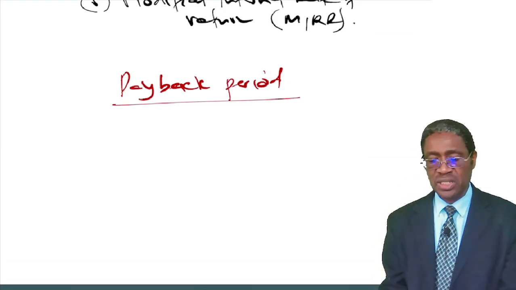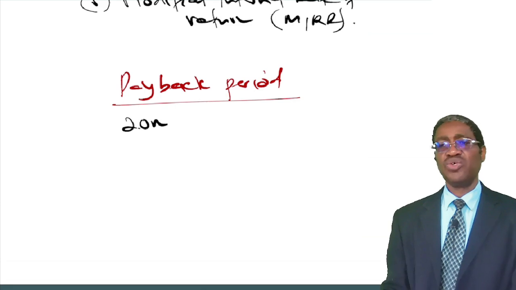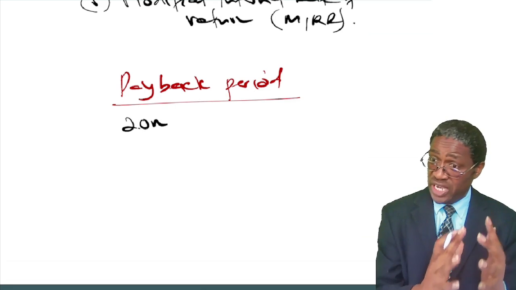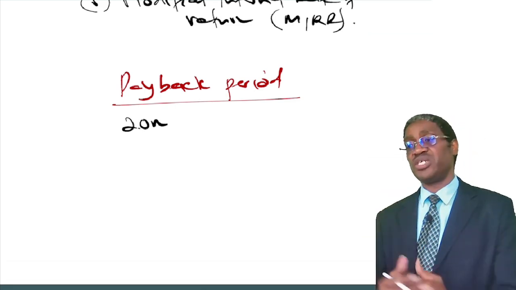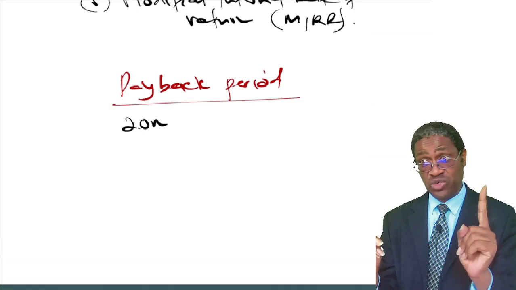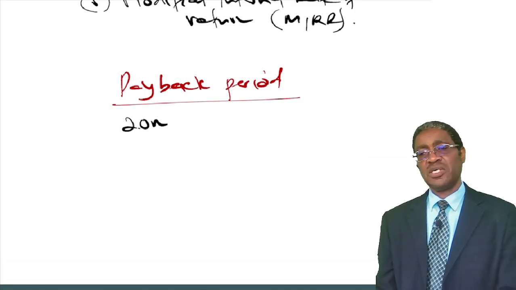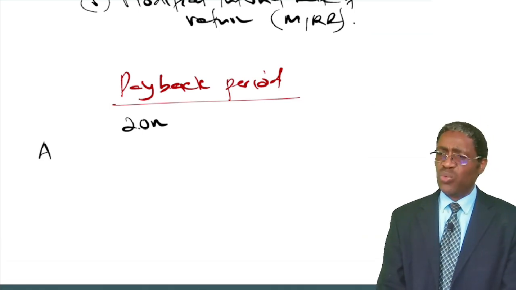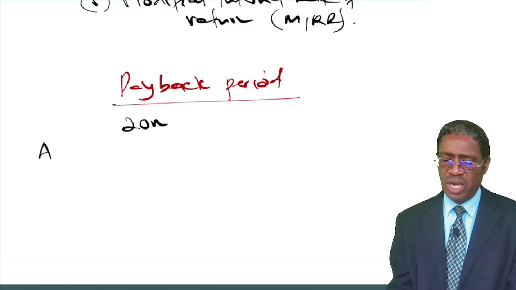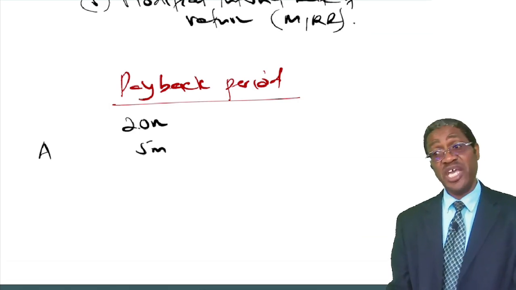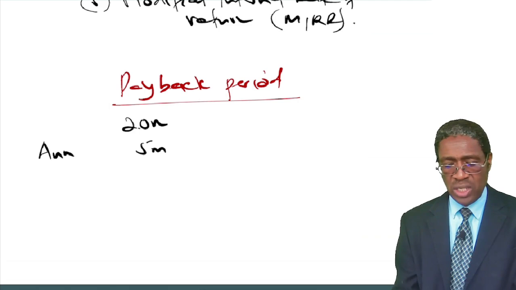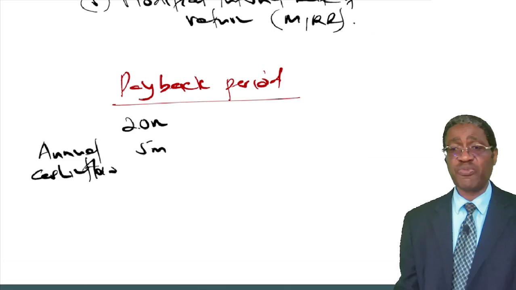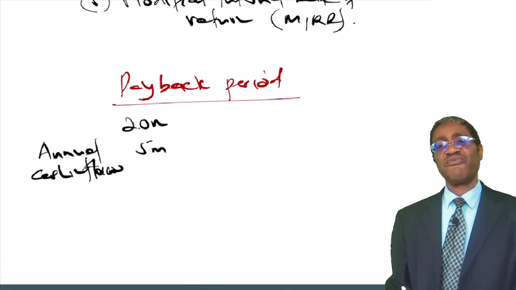As a company, you have 20 million shillings you want to invest. We said you have to invest the 20 million either in project A or in project B. You choose one of the two projects. If you choose project A, that project will be giving you, maybe, 5 million shillings every year. That is what we call the annual cash inflow. The annual cash inflow from project A will be 5 million every year.